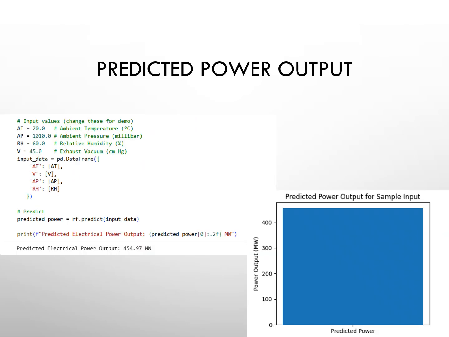Next is the demonstration of the final random forest model, providing an example of the environmental conditions wherein I have used these numbers for the four input variables, and the prediction is computed as around 454.97 megawatts by the random forest model. Hence, it is concluded that the random forest better captures the non-linear relationship between environmental conditions and power output.